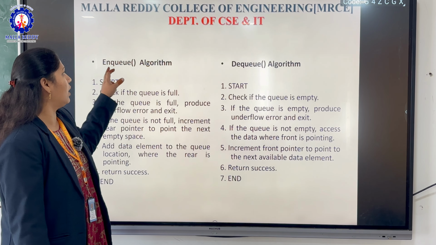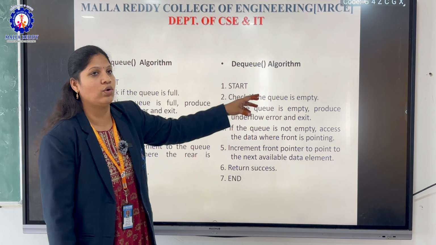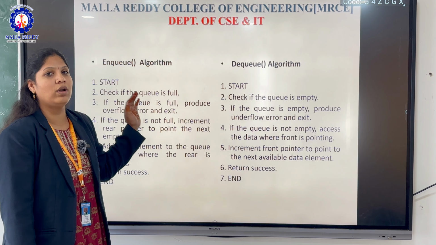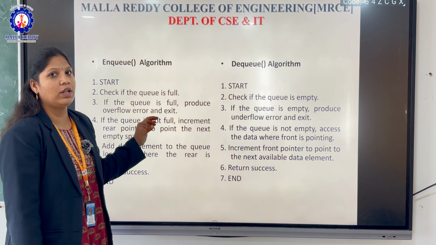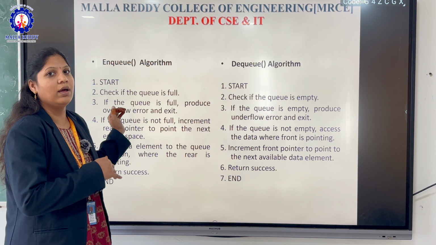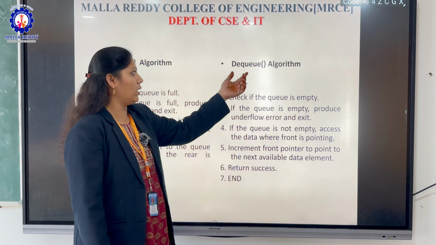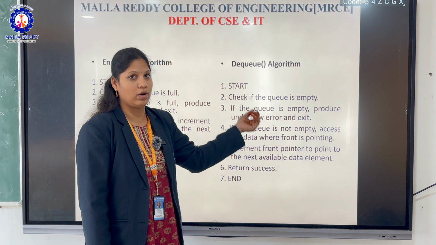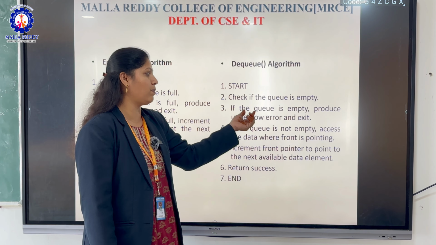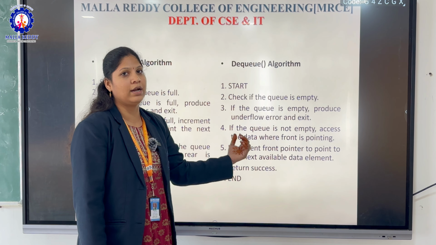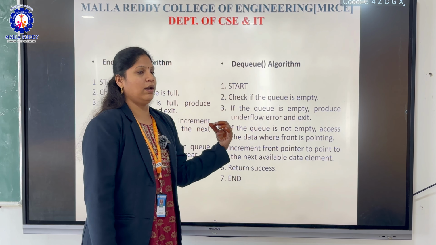Next, coming to the algorithms of NQ and DQ. First we need to check whether the queue is full or not. If the queue is full, it returns the overflow condition. Otherwise, it enters the value into the queue. In the DQ algorithm, first we need to check whether the queue is empty or not. If the queue is empty, it displays the underflow error and exits. Otherwise, the elements are deleted one by one from the front side.